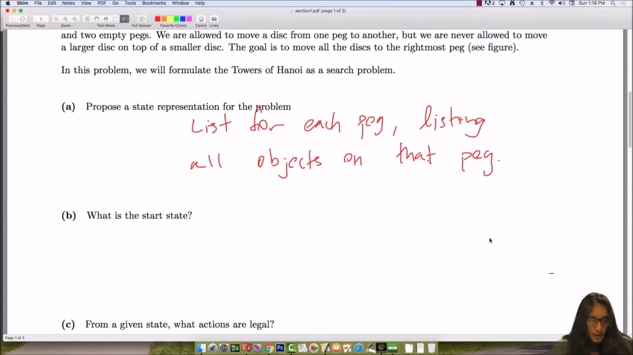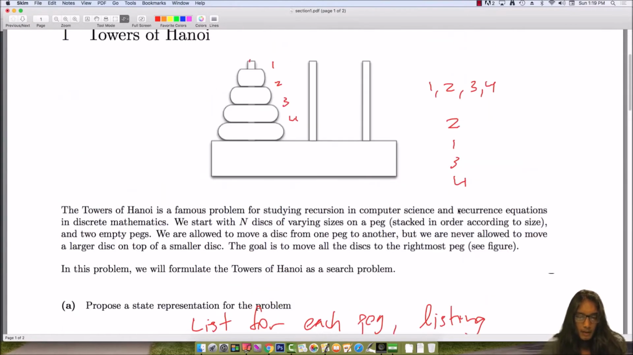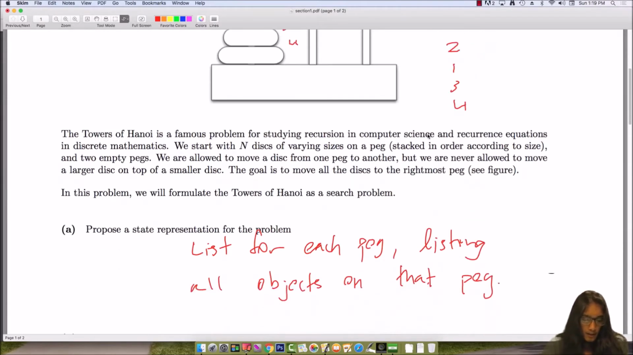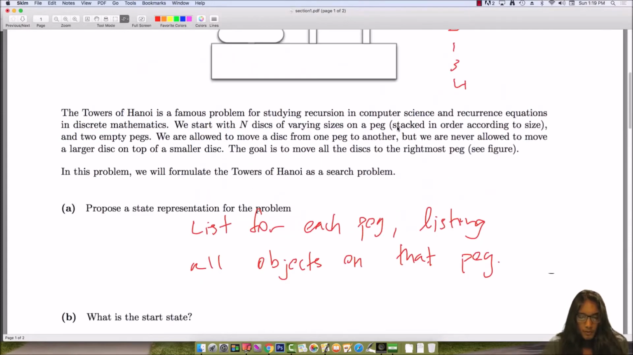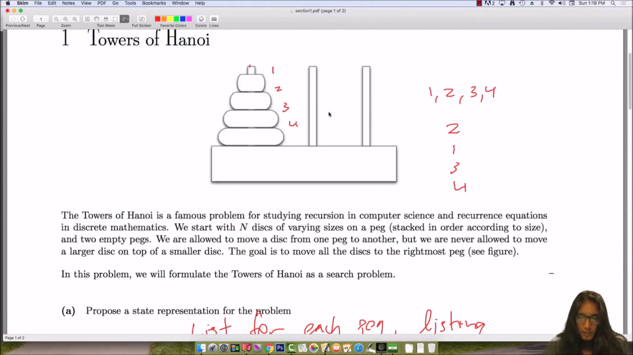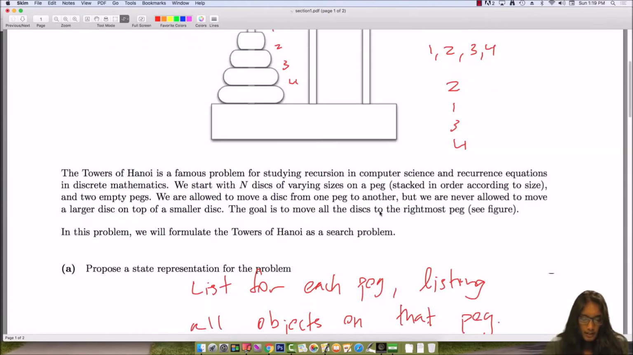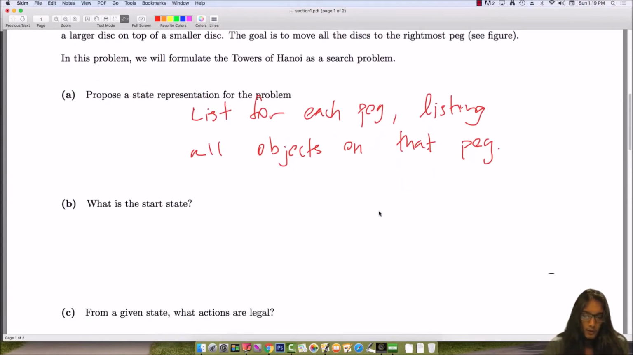And maybe if you wanted to write this in symbols, well, actually part B gives us a good opportunity to do that. So part B is asking us what is the start state. Well then the start state is just what we have up here, right? This picture is describing to us the start state. The end state is to eventually get all of these on the right hand side, right? So from this image, what do we have as the start state? Well, it's exactly what we've described over here. It's the first list being 1, 2, 3, 4.